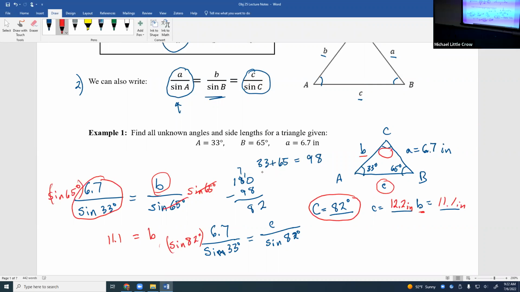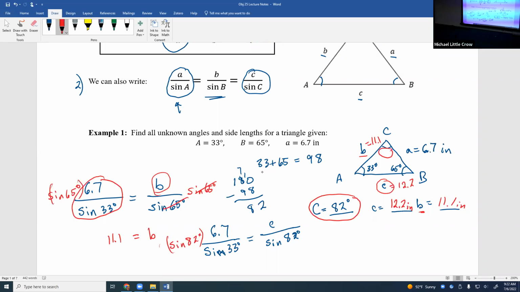And again, a good way to check is to verify the size. C is the largest angle, 82 degrees. It's the largest side, right? So if you put them up here, that's always good to do. A is the smallest angle. It's also the smallest side. So things are fitting. So that's the law of sines. It's the easy law of sines.